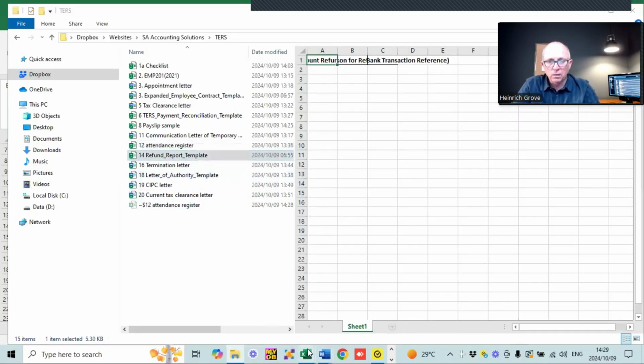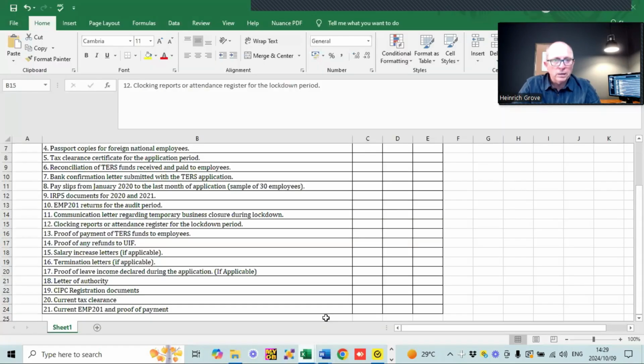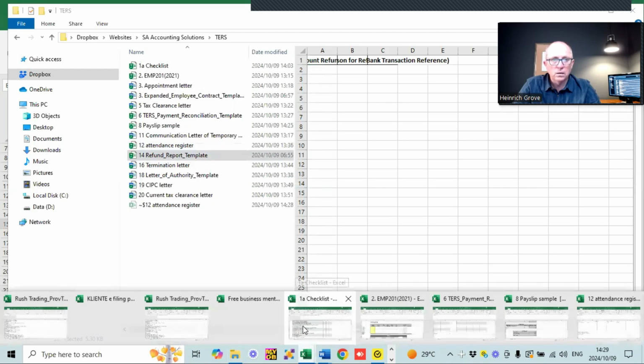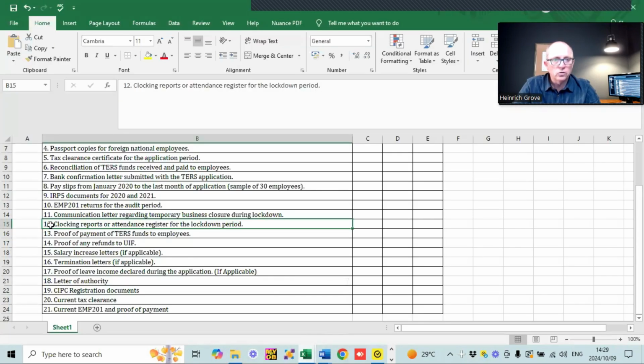Refund report template. Wait, hang on. Now quickly go back. We missed something. So back to the checklist. Where's my checklist now? Here's my checklist. So, clocking reports or attendance register for the lockdown period. So if you don't have one, use mine.